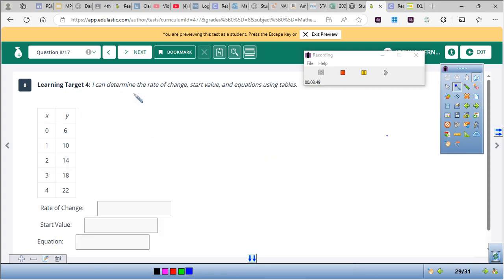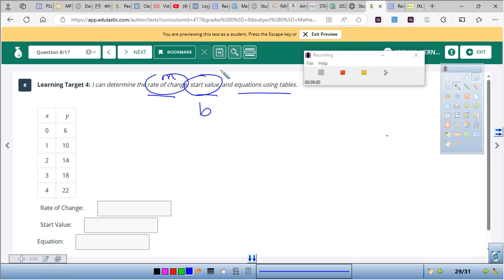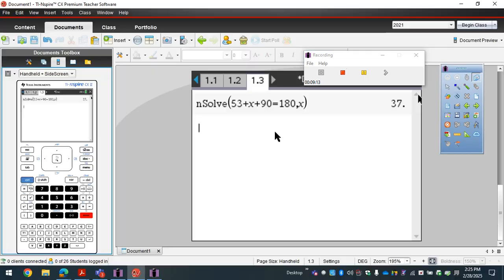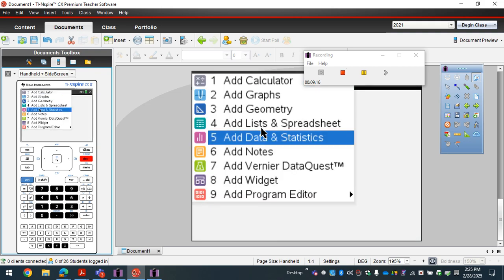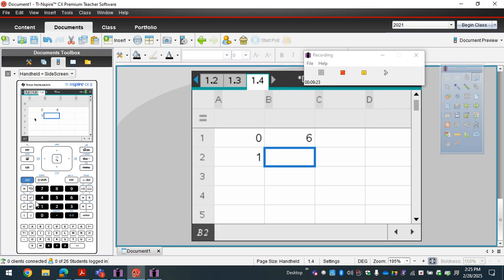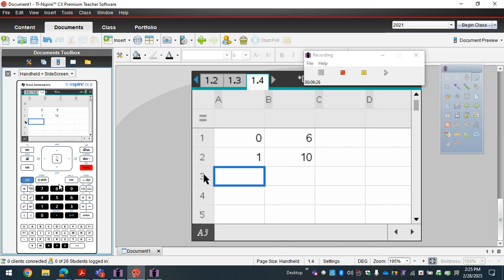I can determine the rate of change. Okay, so we're going to determine the rate of change, the start value, and equations using tables. The start value is your b. The rate of change is your m. The equation is going to be y equals mx plus b. Given a table, guys, I'm going to do this really quick on lists and spreadsheets, menu 4, 1, 3. Okay, 0, 6, 1, 1, 0.